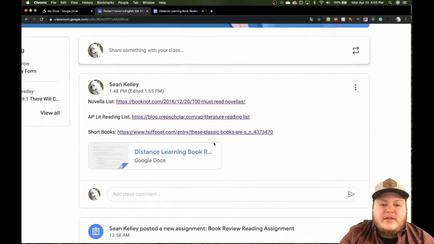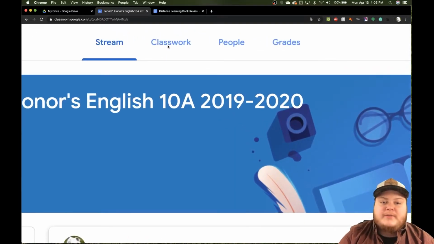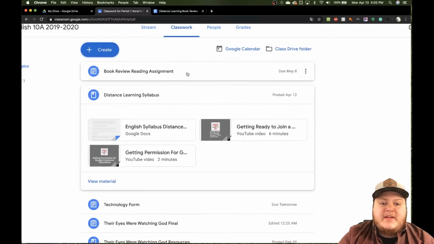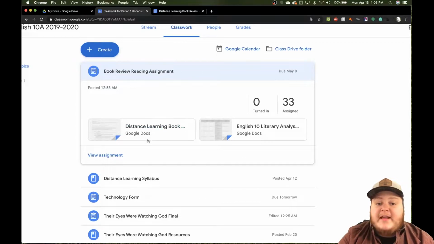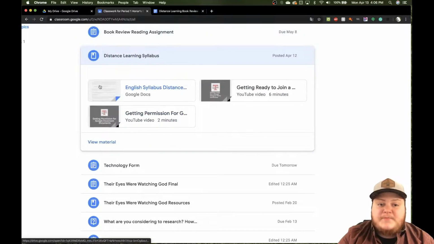That is the book list right there. And now if you look on the top here, here's Classwork. Click on that. Main things that I need: here's your book review assignment. It has the assignment right there and also has the rubric. Here's the syllabus that I mentioned before in that PowerPoint.